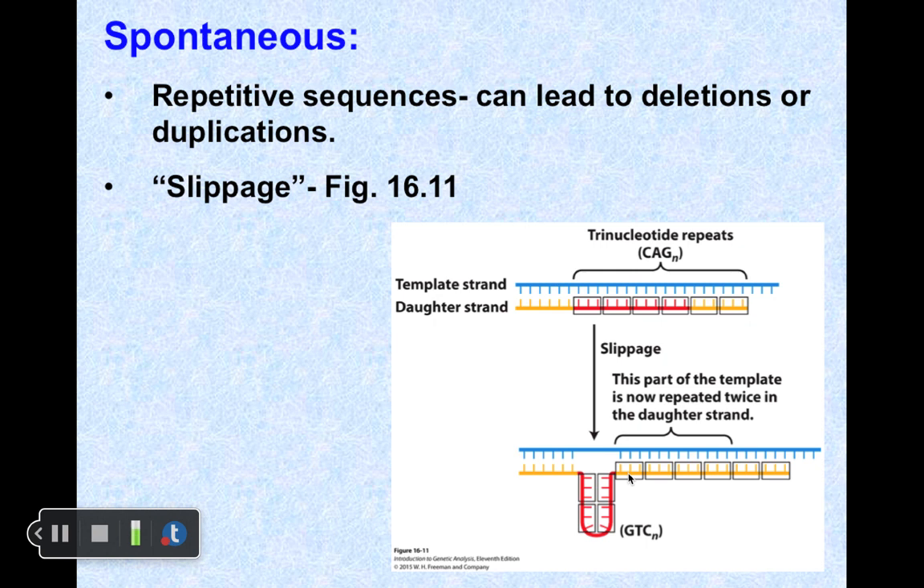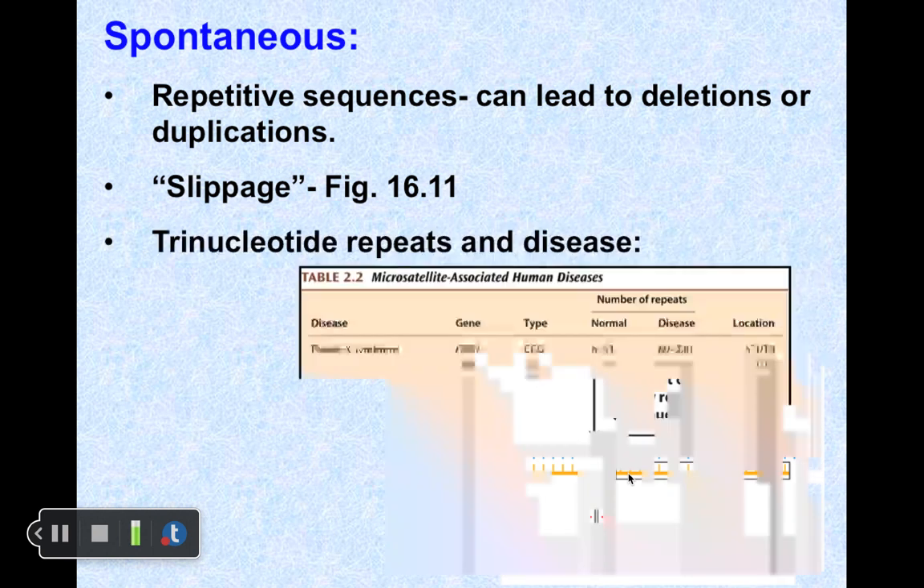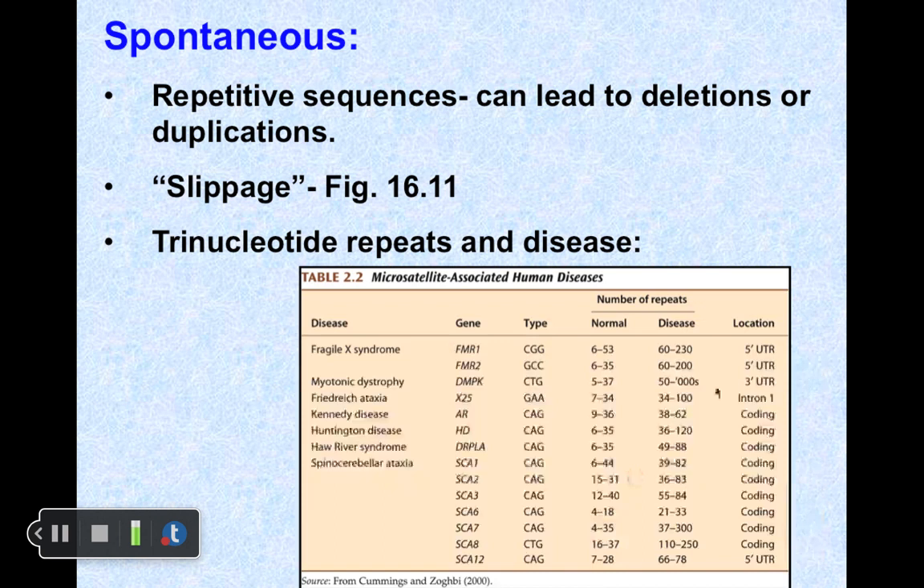It has more copies of that repeated sequence. Likewise, a similar situation can occur that can lead to deletions, or fewer copies of the trinucleotide repeats than there should be. So this can occur, and it can have big implications. What we see illustrated here is a table of various diseases that come about as a result of having typically extra copies of a repeated sequence.